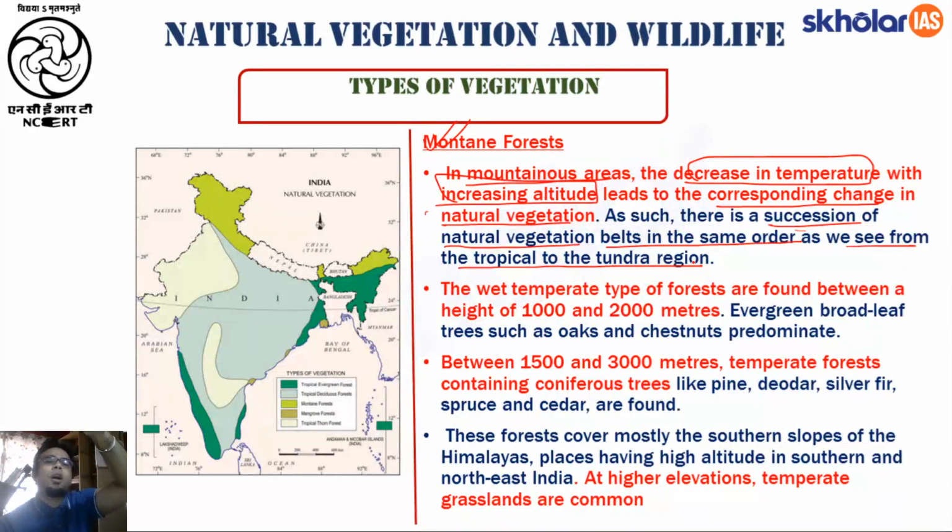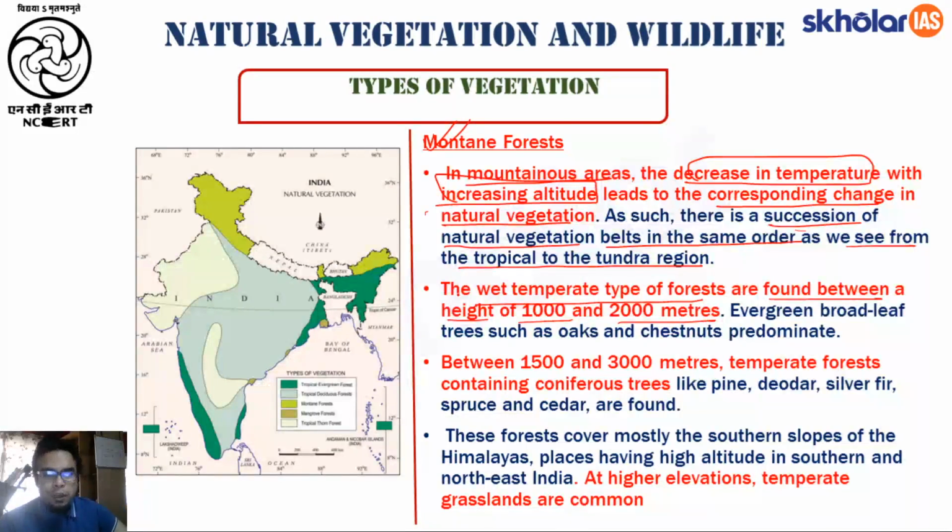Similarly, as we go above from the base of a mountain to the greater heights, a similar succession of natural vegetation is seen. All right, fine, understood this point? All right. Then what is the second point? The wet temperate type of forests are found between a height of 1000 to 2000 meters. So from 0 to 1000, what will we find? We will find the presence of tropical and subtropical forest.